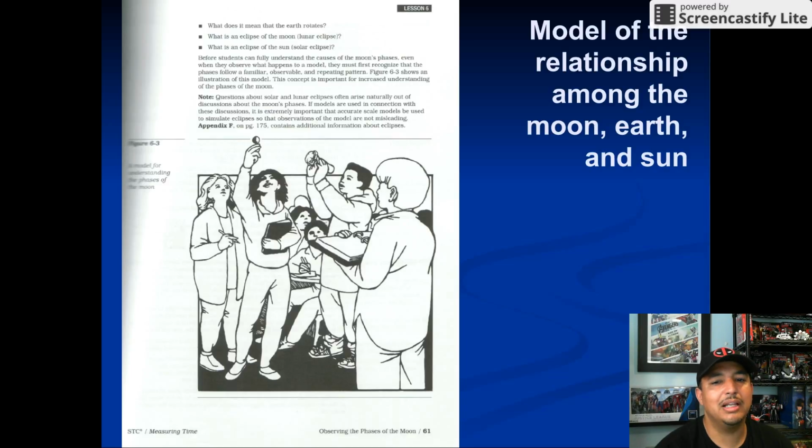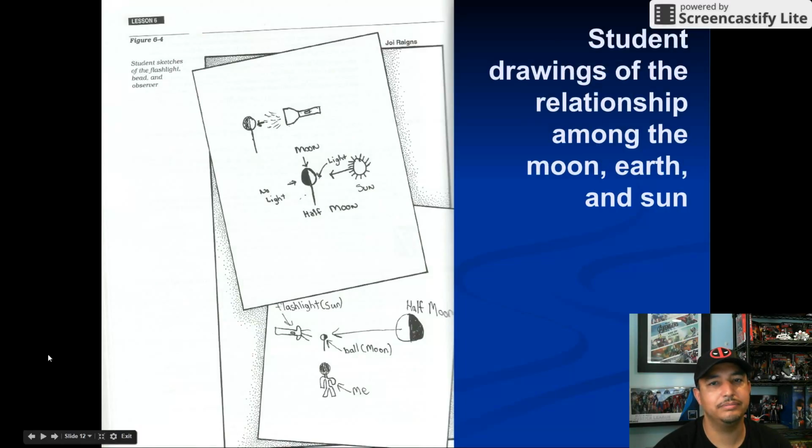The bottom line is that students need to understand that the moon phases follow a familiar, observable, and repeating pattern. It goes from new moon, crescent moon, quarter moon, gibbous moon, full moon, gibbous again, then quarter again, then crescent, and then it's a new moon again.